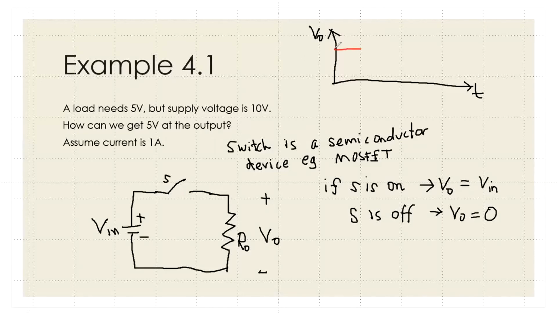Okay, this is during on, so we'll have the V node equal to V in. So this is V in. And then when the switch is off, we will have no output voltage, or zero output voltage. So this will be continuously turning off and on and off and on. So this is during switch on and here switch off.